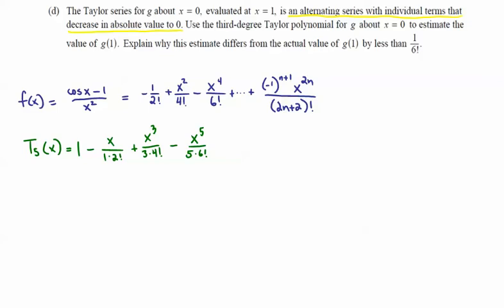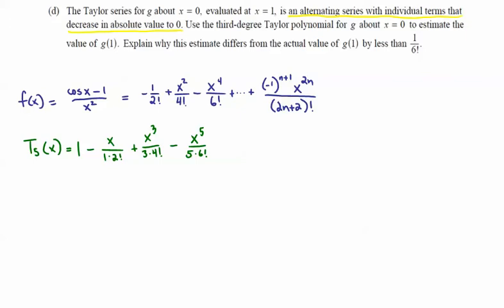In part D, we have a number of things going on, so we need to read this very carefully. We have the Taylor series for G about x equals 0, when it's evaluated at x equals 1, is an alternating series with individual terms that decrease in absolute value to 0. Now I've underlined those because those are the key words to show that this series for G passes the alternating series test.